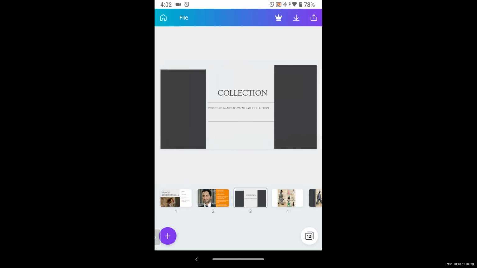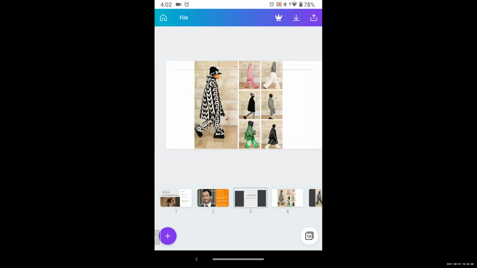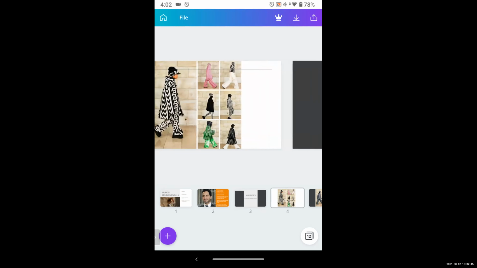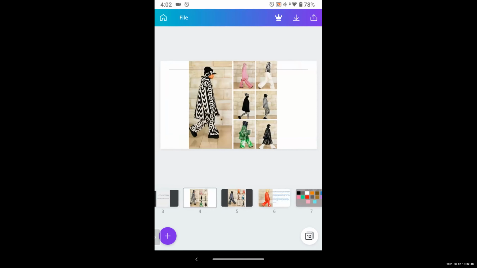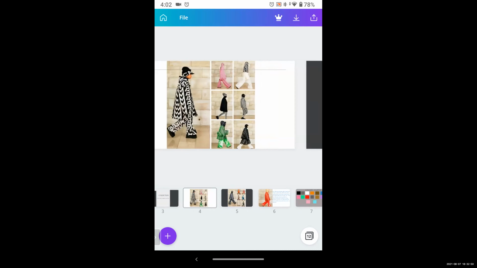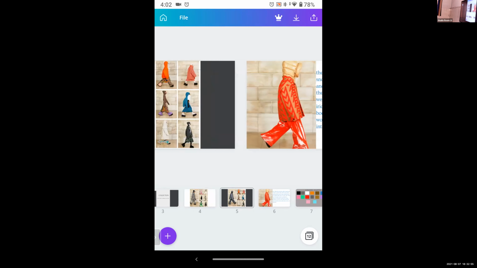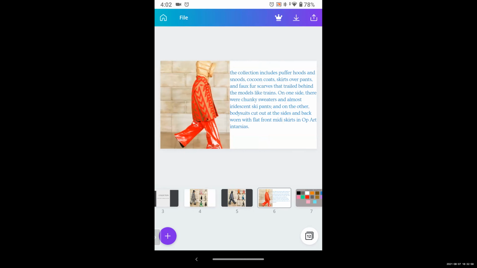So the collection I chose is his ready-to-wear 2021-22 fall collection. These are the designs I chose. I hope you can see it. The collection includes puffer hoods, nudes, coffin coats, skirts, overpants, boxes, fur, scarves, etc.